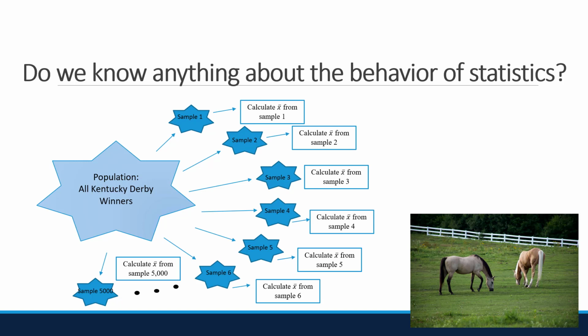Next, we are going to continue the process of taking samples from the population and calculating the statistic from each sample. This will need to be repeated many times. We will look at 5,000 samples. Looking at the diagram, we have the population of all Kentucky Derby winners. We're taking 5,000 different samples, and from each of those samples calculating the sample mean x bar.